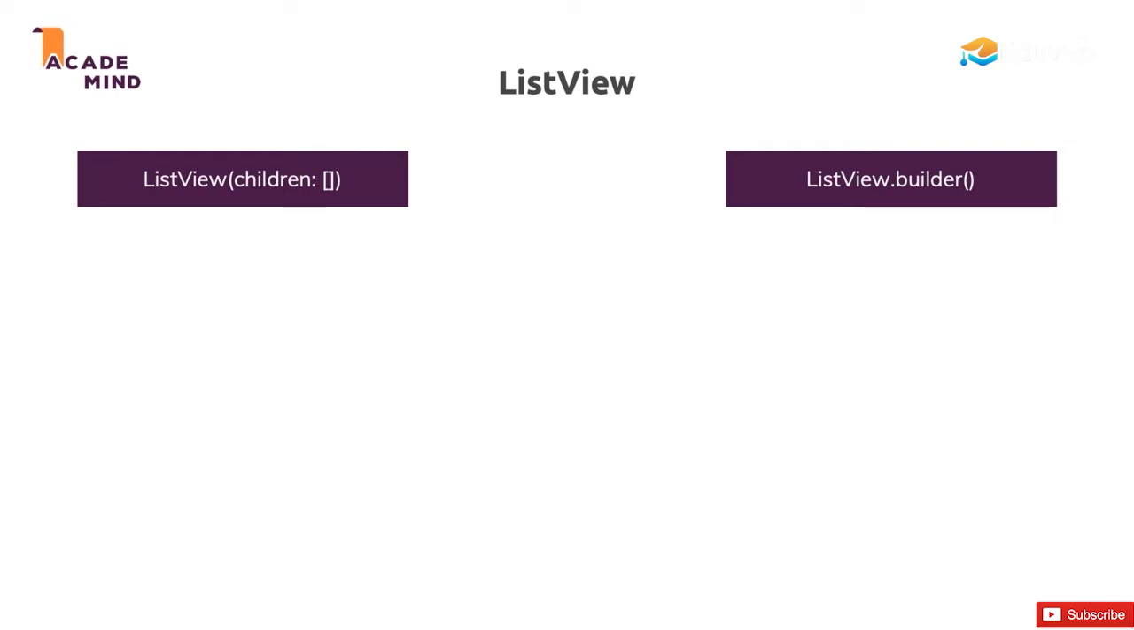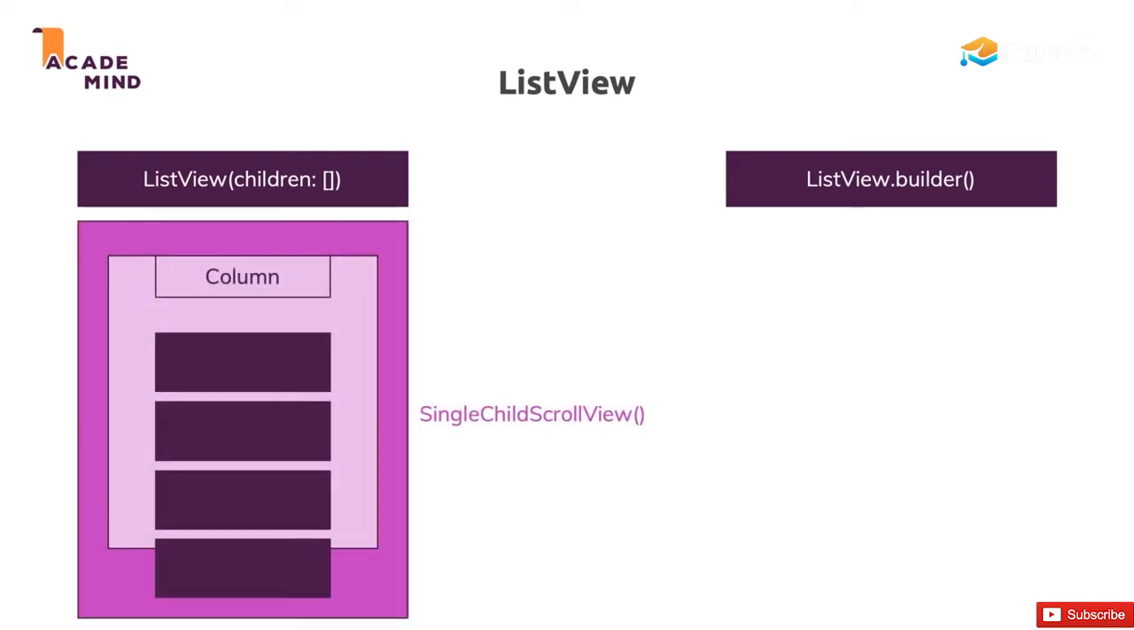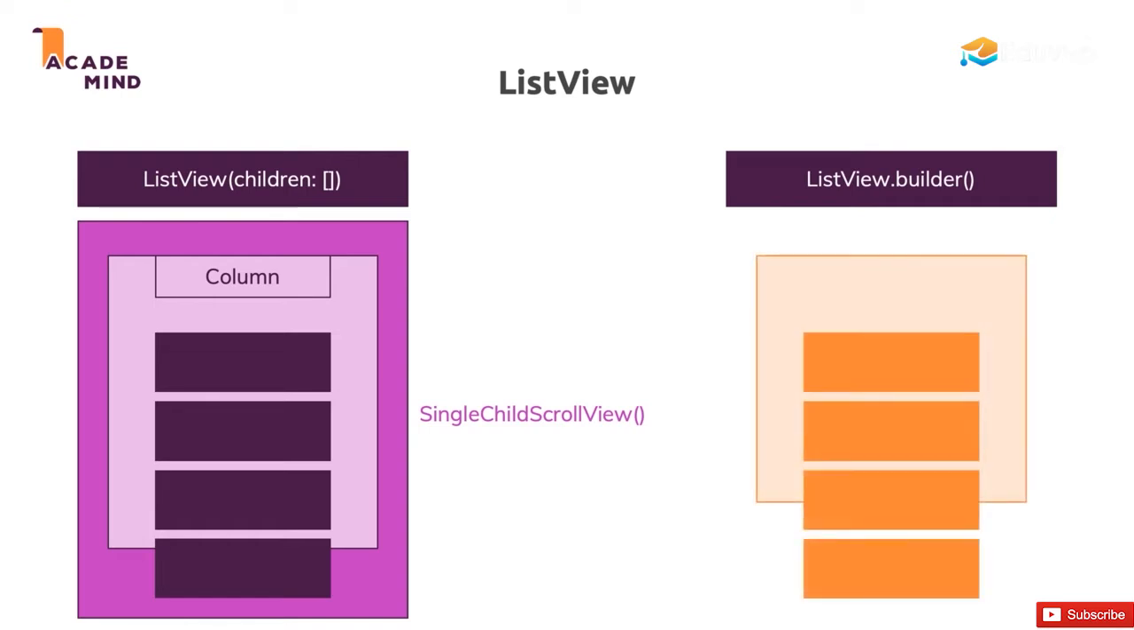There we have our child widgets, and as you learned, a list view in the end is like a column with a single child scroll view around it. And therefore it's able to have more items than we have space on the screen because it has an infinite height or width. The list view builder generally works similarly, but there we have no wrapping single child scroll view in that sense. But instead, here we have some optimizations put in place by Flutter.